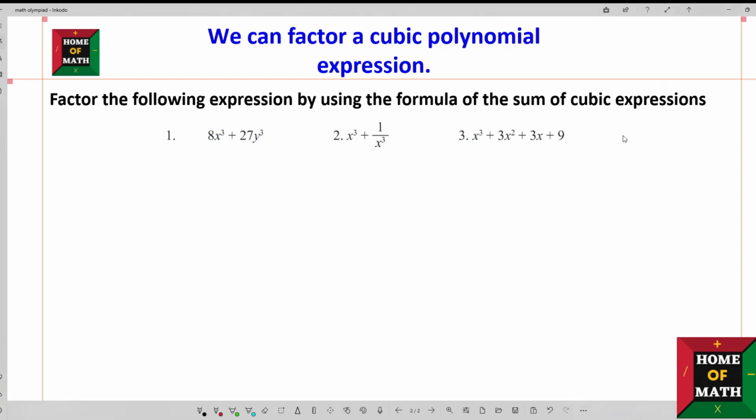In this video, we are going to solve some math about cubic polynomial expressions. Let's start.